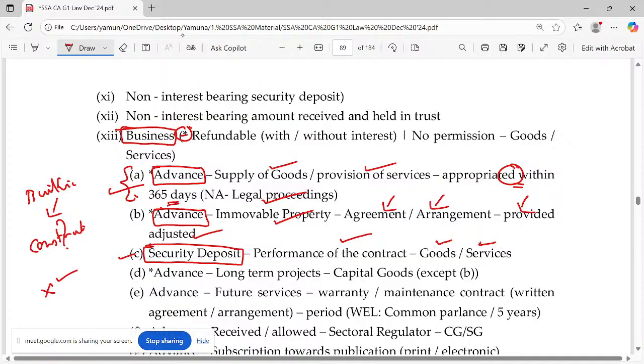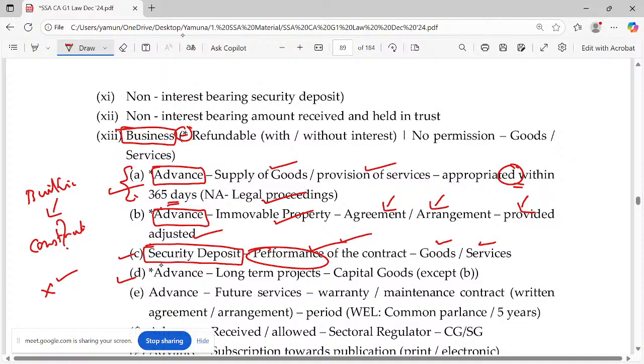If there is any problem, you should pay damages. Can I ask then? So I collect the security deposit right now. So security deposit for what? For not doing the business. If not performing, I'll be collecting it. So this is for performance of the contract that may be related to goods or services.